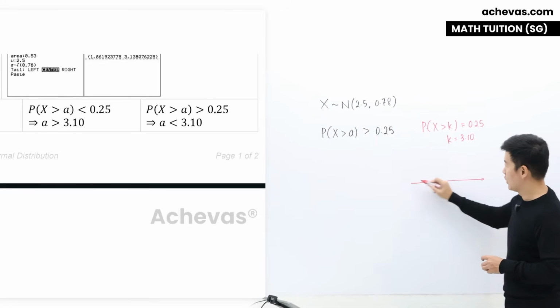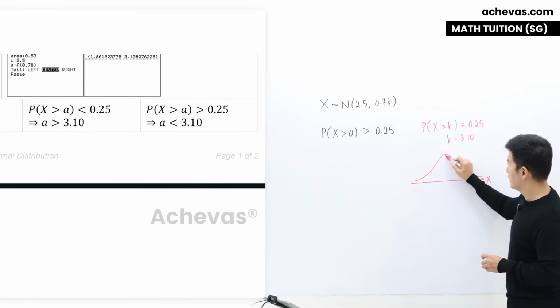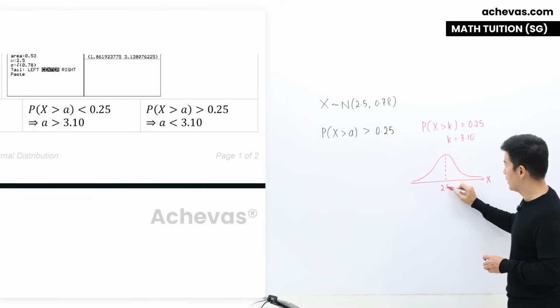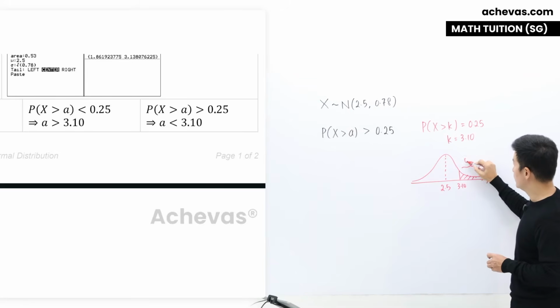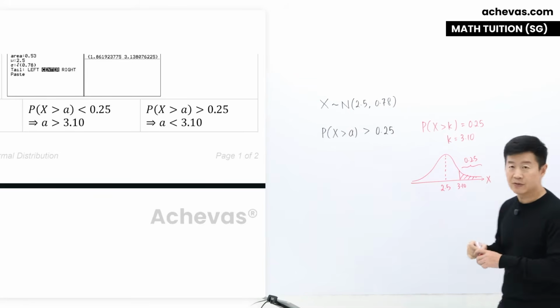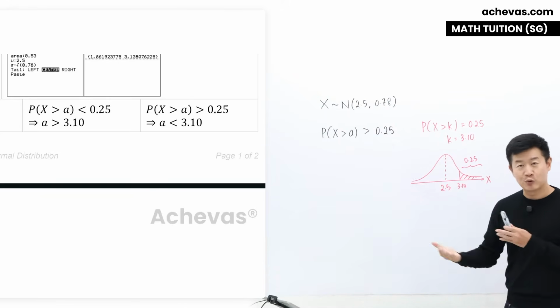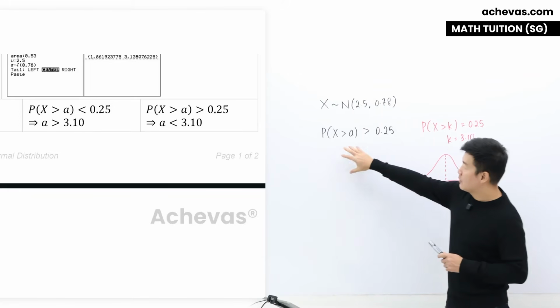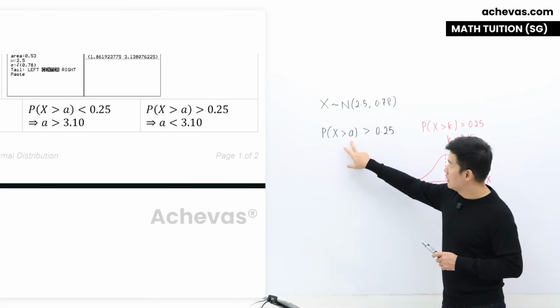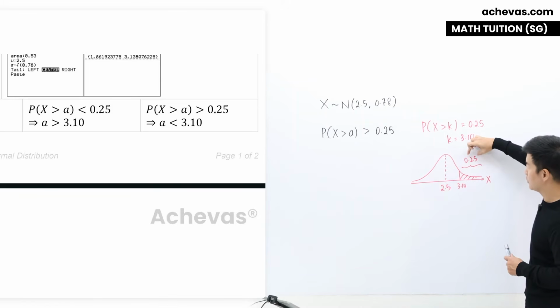Then we will represent this on the bell curve. Here is going to be X. Here is 2.5. The area to the right of 3.10 is an area that is equal to 0.25. This is directly from our calculator, but in order for us to find out about A, we have to put in our own effort to do an extra deduction. So the area to the right of this number A is an area that is bigger than 0.25. This is equal to 0.25.